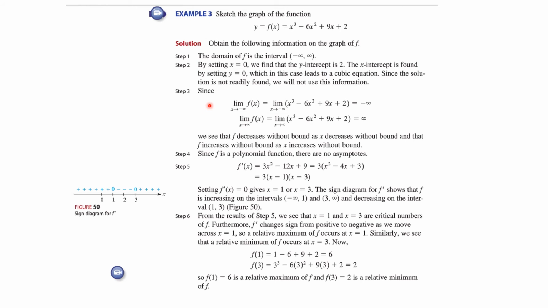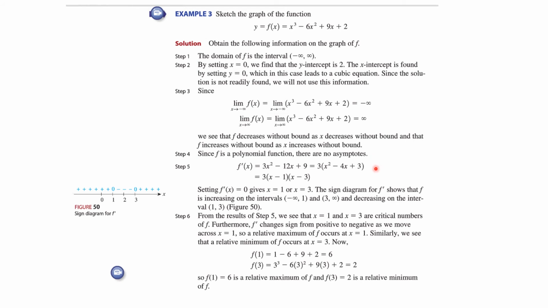And then we can see what happens as x tends to minus infinity or as x tends to plus infinity, and we see this becomes unbounded. It goes to minus infinity when x is going to minus infinity and to infinity when x is going to plus infinity. Since it's a polynomial, there are no vertical or horizontal asymptotes.